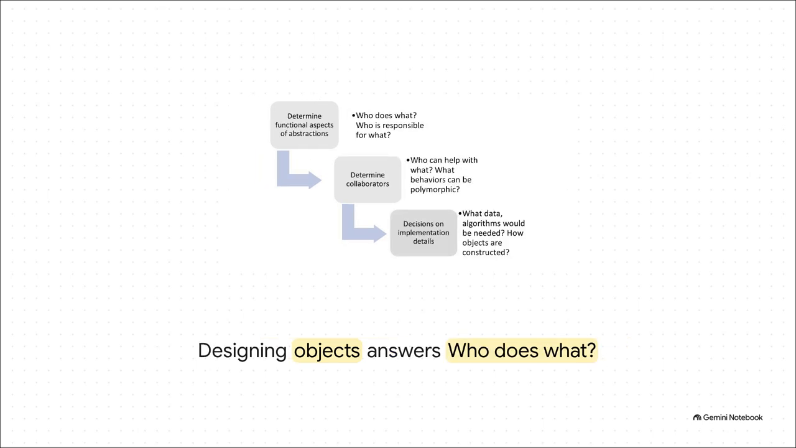Going one step deeper, object design is honestly a lot like running human resources. We are constantly asking fundamental HR questions. We start by asking who does what and who is responsible for what to determine the functional aspects. Then we figure out collaborators by asking, well, who can help with what? Before we finally decide on the nitty-gritty implementation details like data and algorithms. It's exactly like defining roles in a corporate organization.